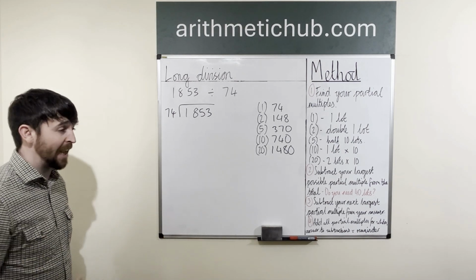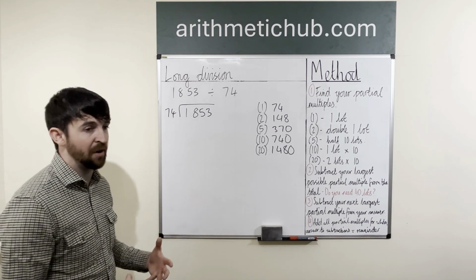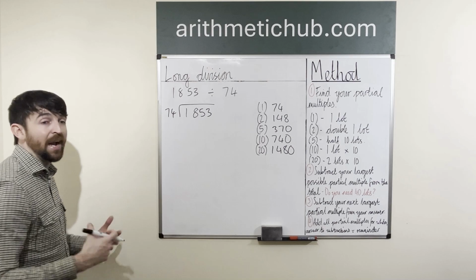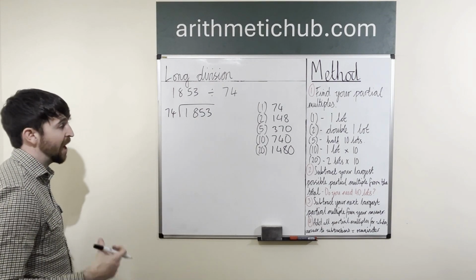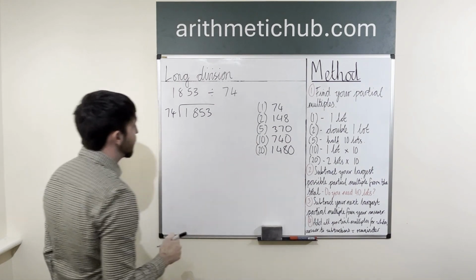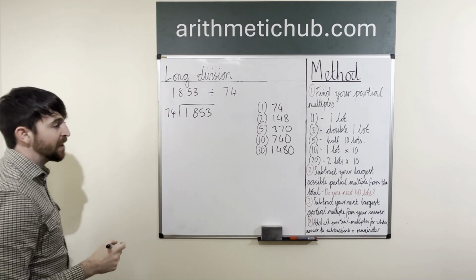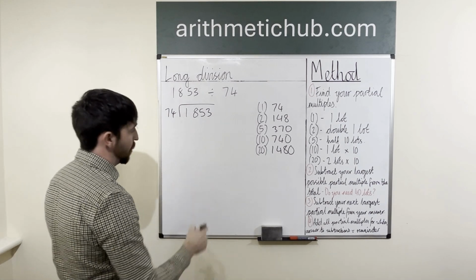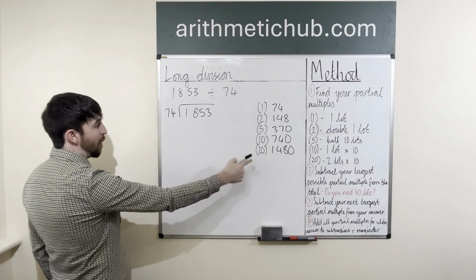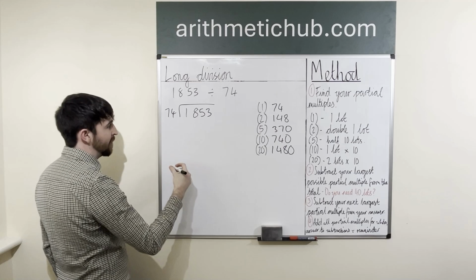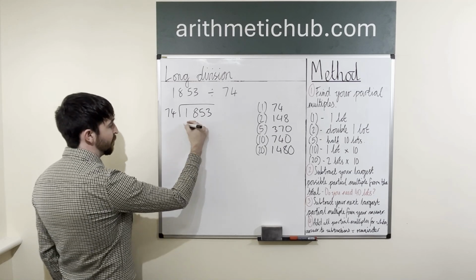It may be that, for example, if you're doing something on an arithmetic paper where it might say 4,000, you might need to go into 40 lots. That's completely fine. You can try that then, okay? So let's have a little look at this. We're subtracting the largest possible partial multiple. So the largest possible partial multiple I can go to is 20 lots. So I'm going to subtract 1,480 from my total of 1,853.